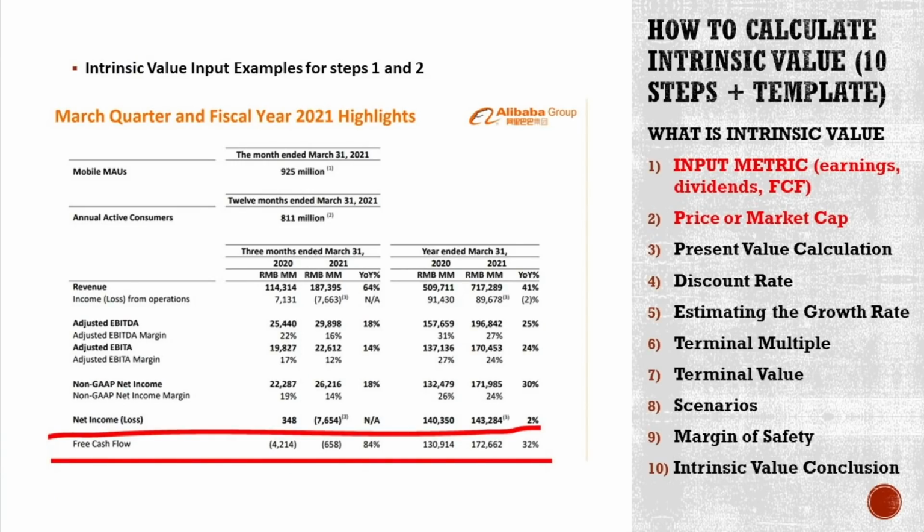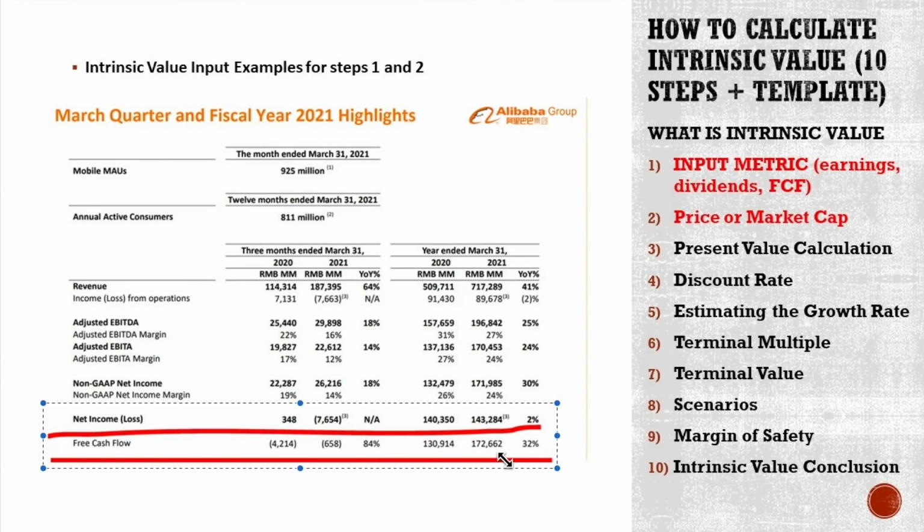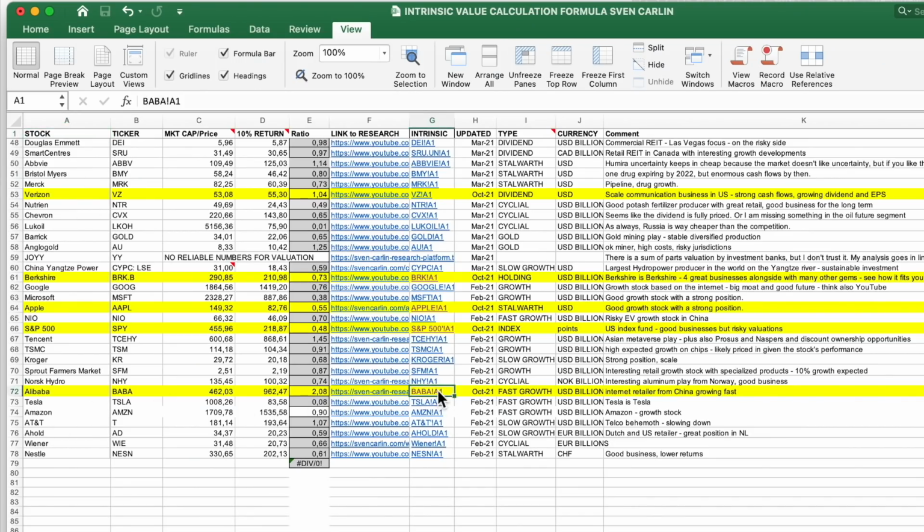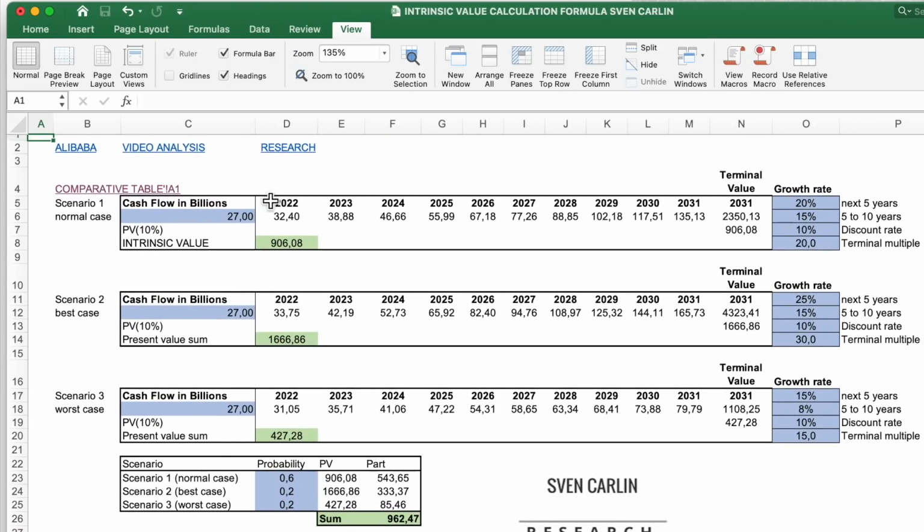Now, as we said, Alibaba is a business focused on building an ecosystem, and there is no real measure for that. But the company focuses on net income and free cash flows, so why not focus on what the business offers? 172 billion renminbi, that's exactly what I have used in our template here. So for Alibaba, cash flows in billions is my input value. The buybacks are there, but not yet significant enough to change this from cash flow in billions to cash flow per share.